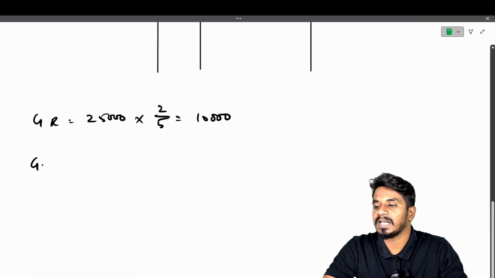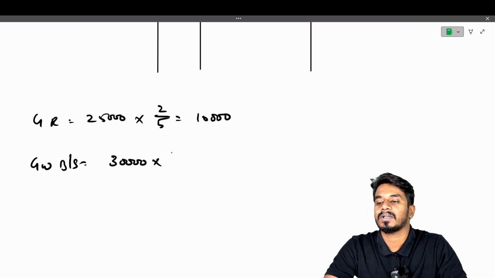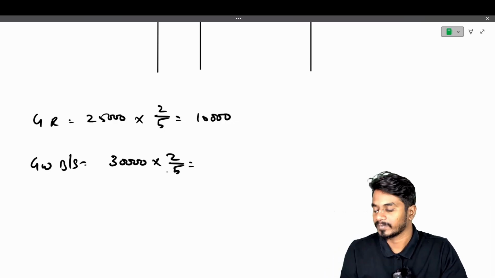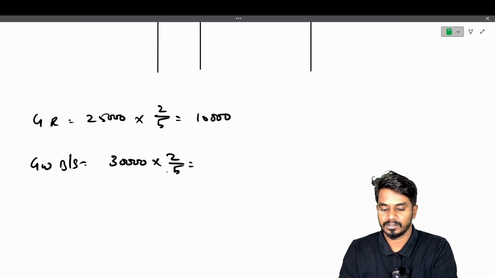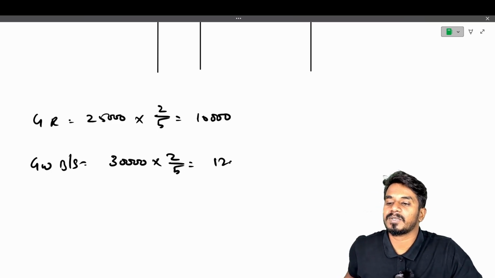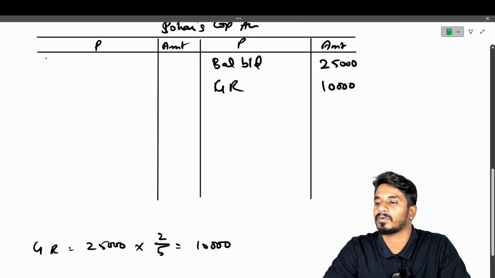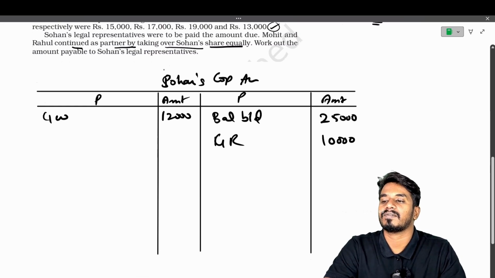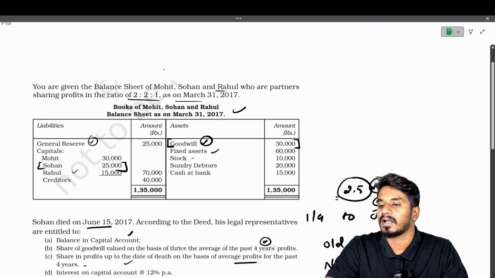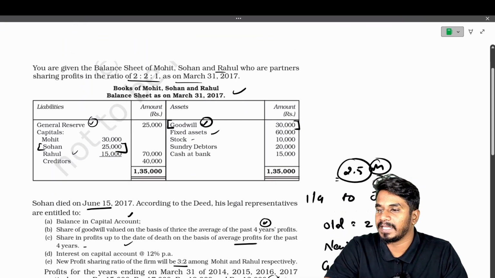So goodwill in the balance sheet is 30,000 into 2 by 5, which is his share. So goodwill into 2 by 5 is 12,000 rupees. Where do we have to show it? We have to show it on the debit side. Already some goodwill is there, so goodwill of 12,000 rupees is his share. Fine, understood. Next, is there anything?